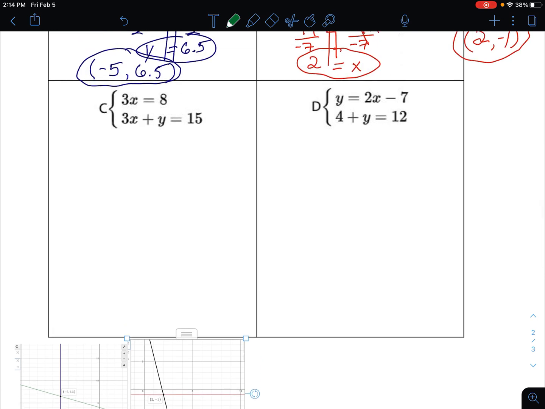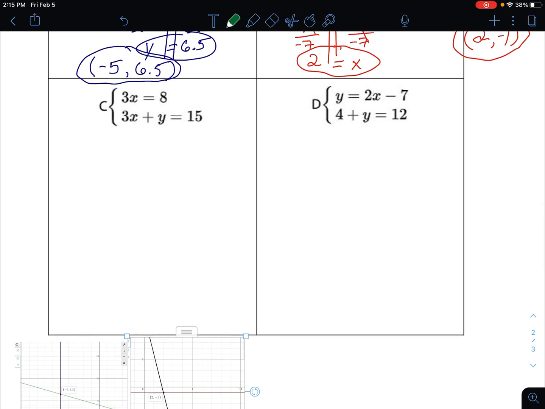So C is a little bit different here. Neither one of these is solved for one of the variables, so this makes this a little bit tricky. There's a couple ways of doing this, but if this were a problem, I would probably go ahead and solve one of the variables first. You know what? I'm going to go over to D first. Let's come back to C.